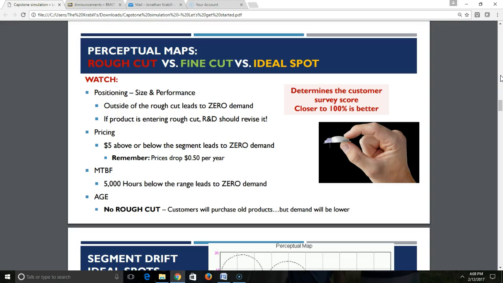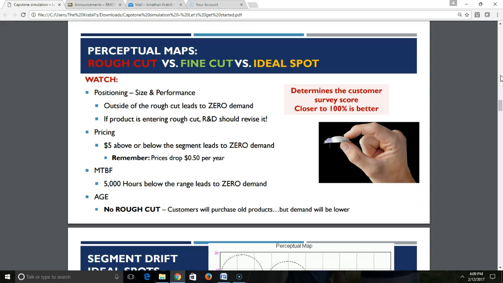If a product that we have is entering that rough cut, R&D, the person in charge of that, is going to have to go back and implement more changes to that product line, try and get it closer to that drift. When we look at pricing, if you price your sensors at $5 above or below what that market segment is calling for, you're not going to have any demand. You're going to be outside of that main target market and that market share.